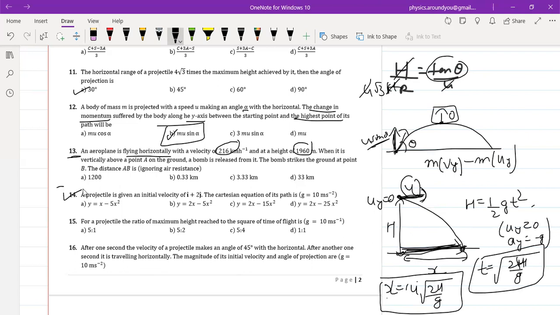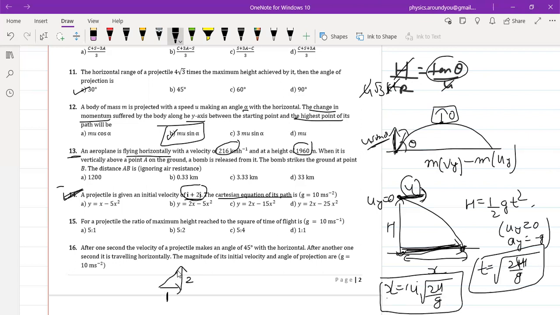I will go on to question number 14. A very famous one, has been asked even in JEE a couple of times. I plus 2 j cap is its initial velocity. What is the Cartesian equation of its path? Cartesian equation as in it is the equation of trajectory. How can I guess that from I plus 2j? Well, for the beginning, given this I plus 2j, I know two important things. In the I component, in the I direction, the X direction, the initial speed was 1. In the J direction, the Y direction, it was 2.